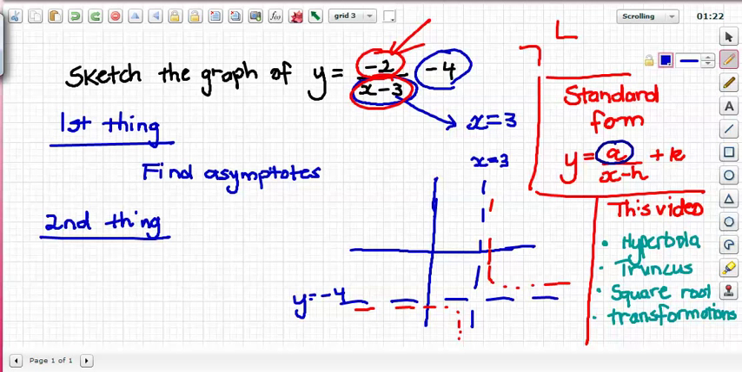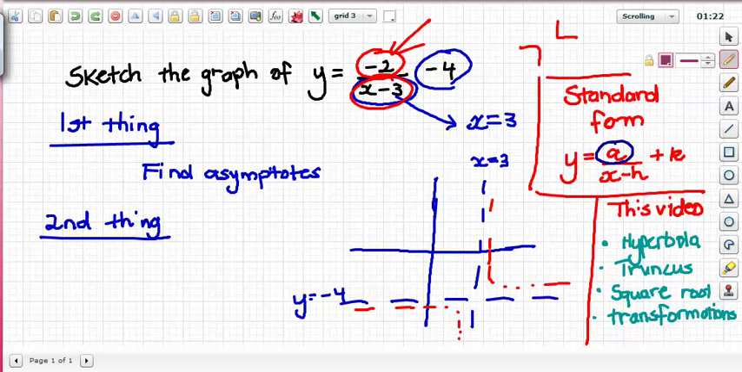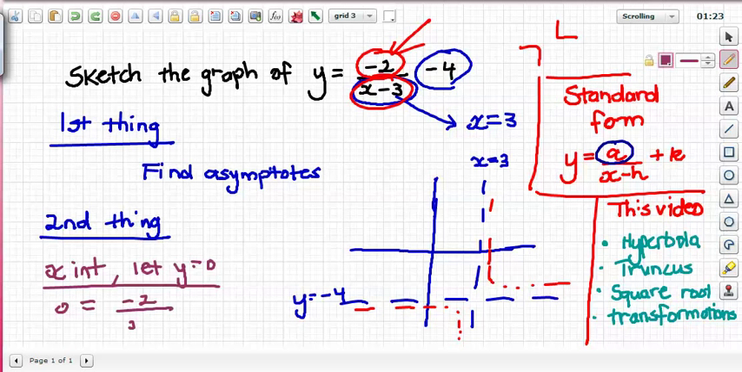So obviously, how would you do this setting out? Well, I'm really funny on the colors. All right, so x-intercept. Okay, let y equal 0. All right, now this is how I would like you to set it out. You might be slightly different, but please make sure that you state this. All right, so let y equal 0, which means that we have 0 is equal to minus 2 over x minus 3 minus 4.